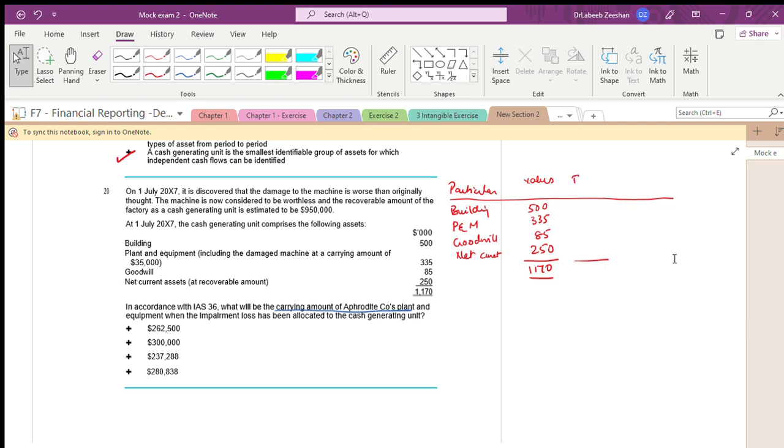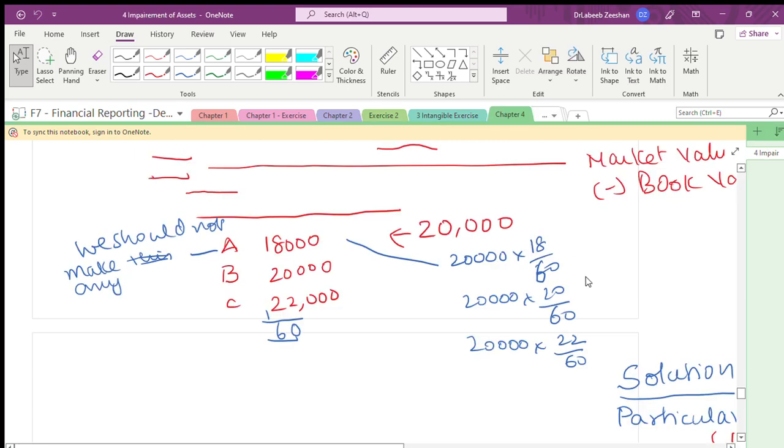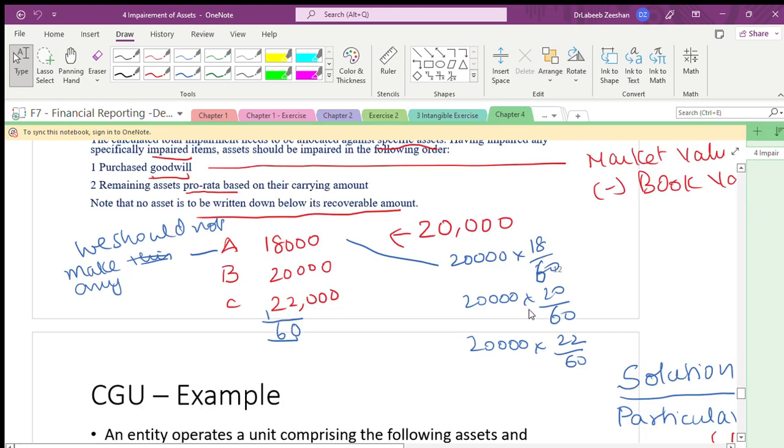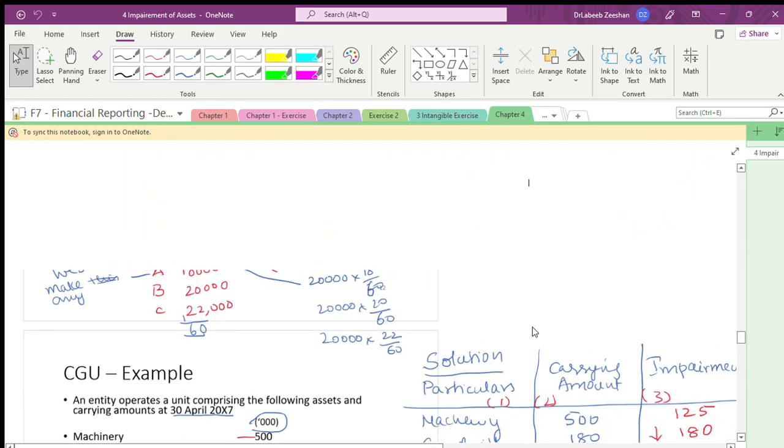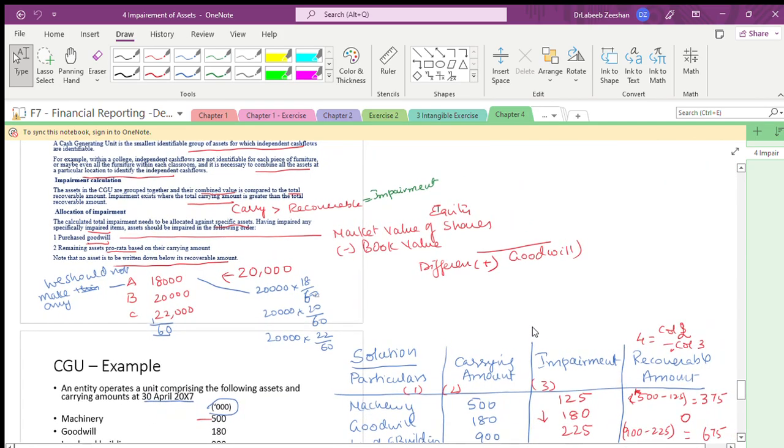Now, what is the fair value? 1 minute. Which chapter is it? It is IAS 36. It's impairment, chapter 4. Is it right? Impairment, chapter 4. Carrying amount, impairment, recoverable amount.